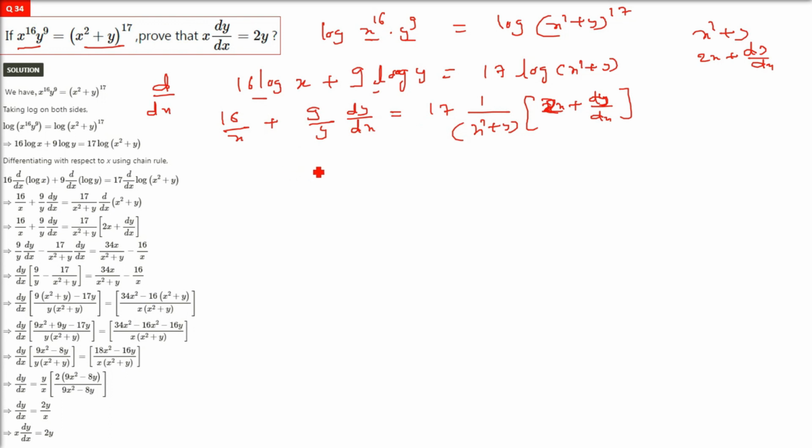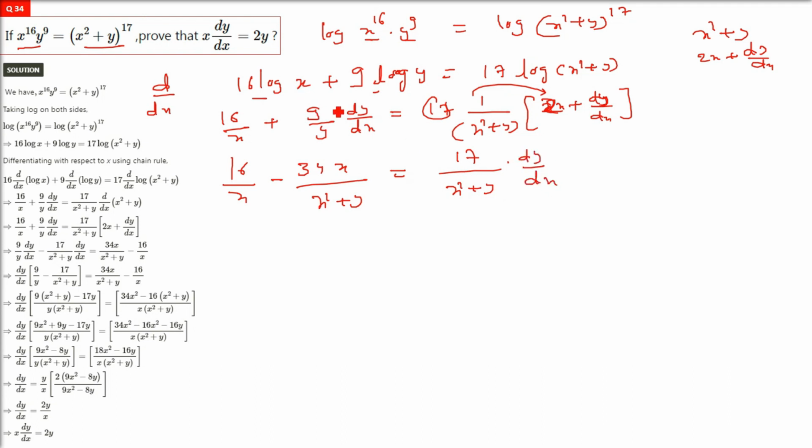Okay, now let us multiply inside on the right hand side, and then we have to bring dy by dx terms together, others on the other side. So 16 by x it is. I am multiplying and then bringing it on the left hand side. Okay, 17 into 2 is 34, 34x divided by x square plus y, that is going to be brought on the left hand side. So 34x by x square plus y. And now let us multiply first with the dy by dx term. So 17 by x square plus y into dy by dx, and now bringing 9 by y dy by dx on the right hand side. So minus 9 by y dy by dx.